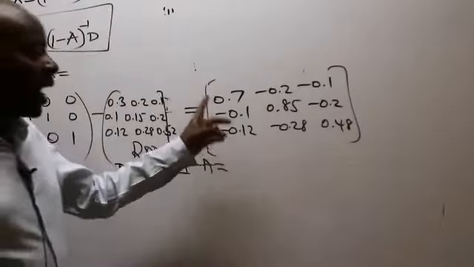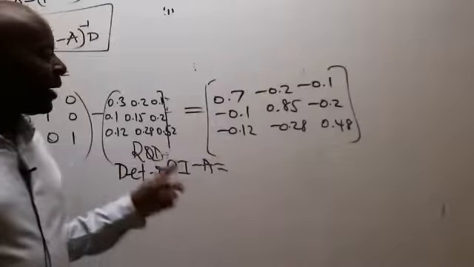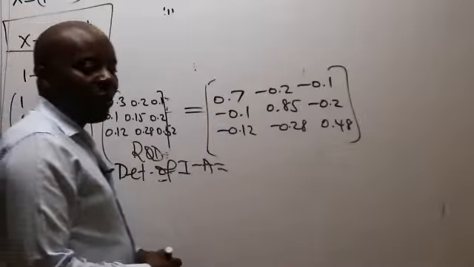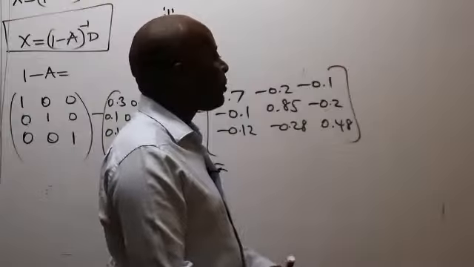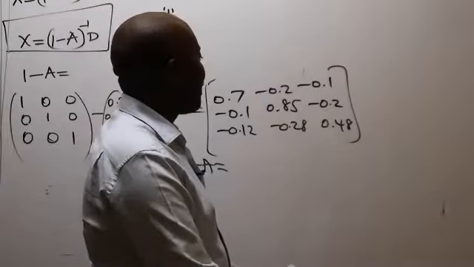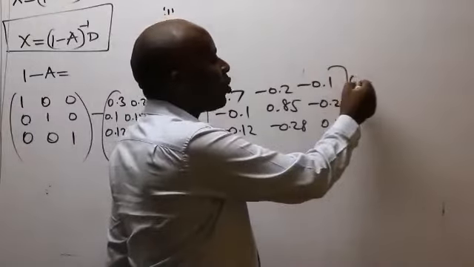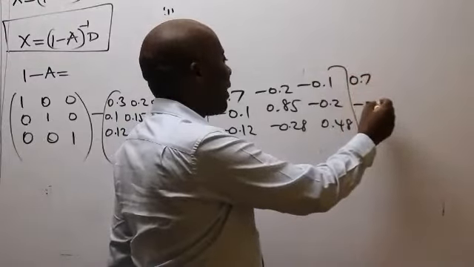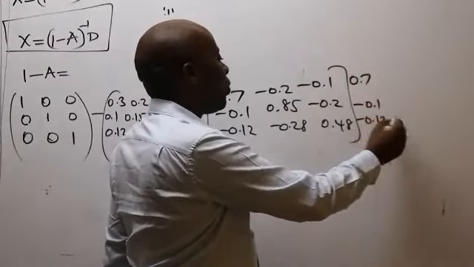This is the matrix I minus A. For me to get the determinant, what I'm supposed to do is to come and duplicate the first two columns here. So we have 0.7, we have minus 0.1, we have minus 0.12.